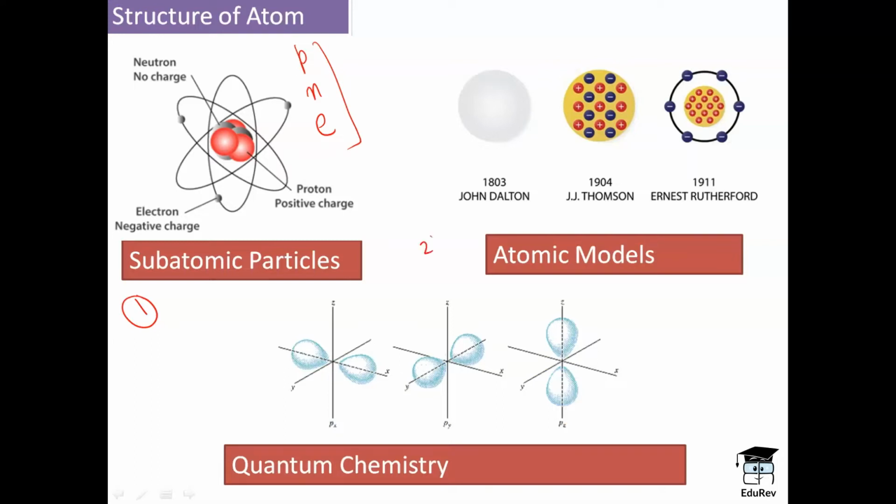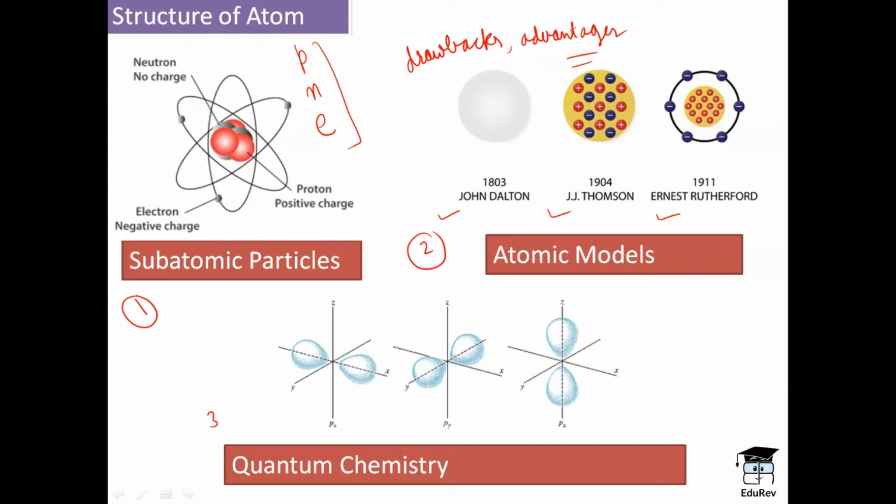The second portion is of atomic models, where the atomic models proposed by Dalton, Thomson, Rutherford, Bohr, Schrödinger will be discussed. The drawbacks of these atomic models, the conclusion, the advantages of these atomic models will be discussed in detail.